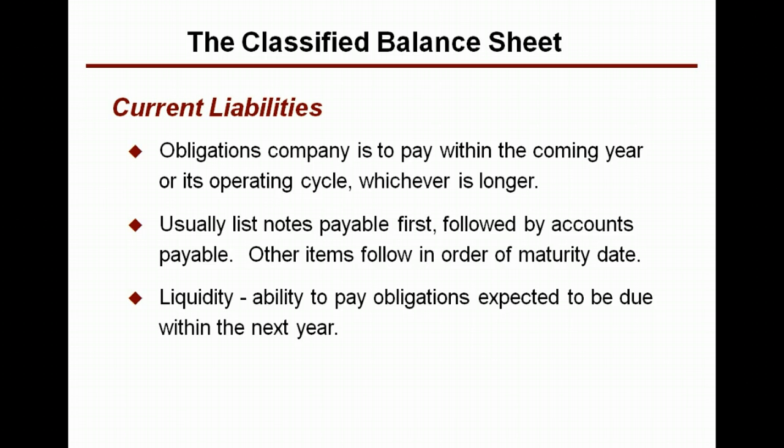Those are obligations that a company has to pay within a year in operating cycle, whichever is longer. Another way to say that would be obligations that must be paid out of current assets. Your author likes to list notes first and then followed by accounts payable, and then list other things in the order of their maturity date. This section is usually listed in the order of its maturity date.